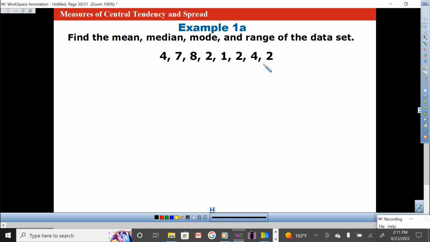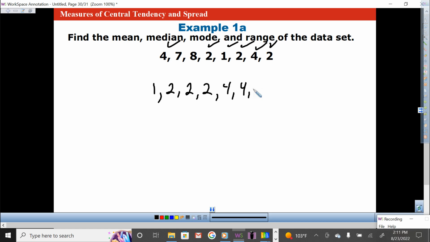Before I do anything else, tell your neighbor what is the very first thing you're going to do. What is the very first thing? You're like, I'm going to go home and sleep. Okay. We need to arrange it in what? Ascending order. So we start with 1. Then we got 2, 2, 2. Then we go to 4, 4. Then we got 7 and 8.